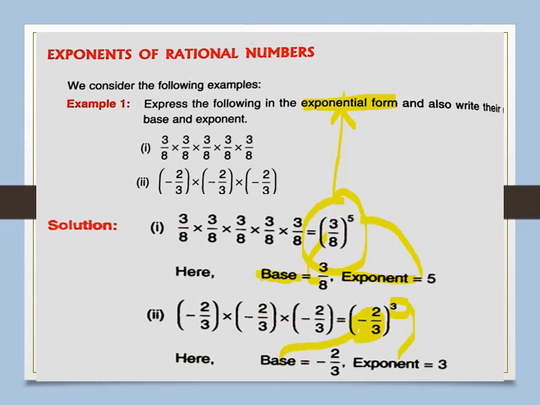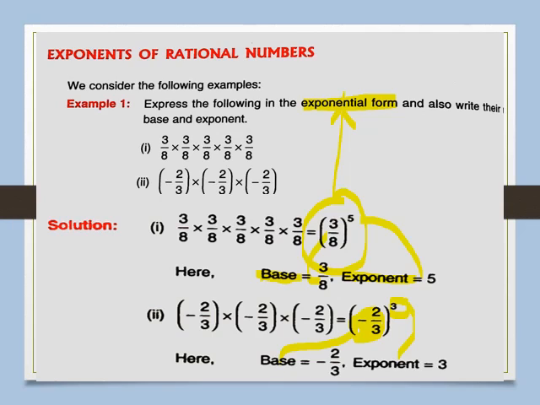So let's study more about the numbers with the base as rational numbers and the exponents as simple integers: multiplication of a rational number in the form of exponential form. Exponential form means whenever we write the number in the power form, that form is known as the exponential form.